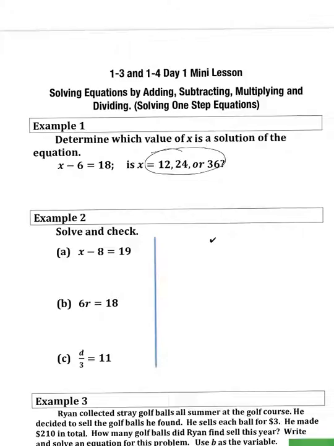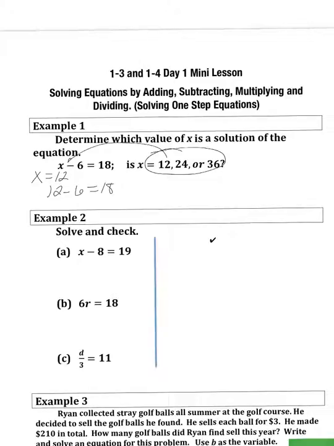So we're trying to determine if x equals 12 works, x equals 24 works, or x equals 36 works in the equation x minus 6 equals 18. So we're going to start by putting in 12. So when x equals 12, I would end up with 12 minus 6 is equal to 18.